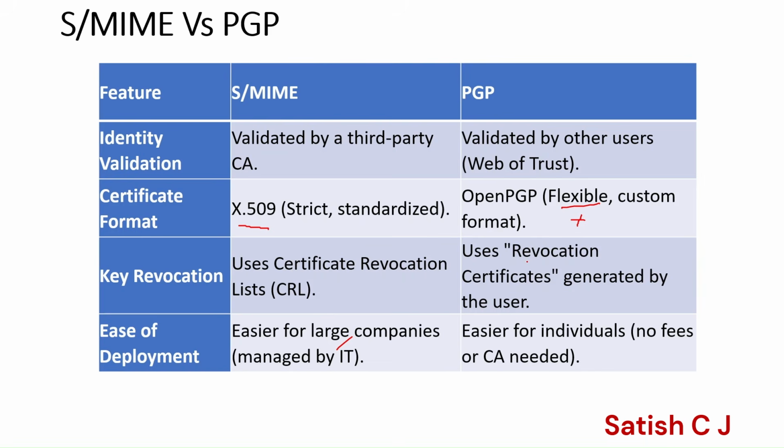Here we rely on the user. So we use revocation certificates generated by the user. And ease of deployment, secure MIME is very easy for large companies managed by an IT department. Whereas when you talk about PGP, everything rests on the shoulders of the individuals because we have to create the keys and maintain them. So it's easier for individuals, and there are no fees involved. So that's how you compare pretty good privacy with secure MIME.